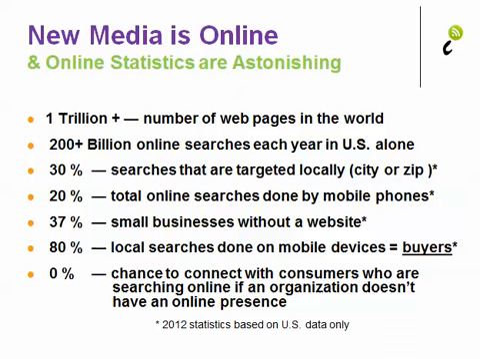200 plus billion online searches each year in the US alone. That's how many people are going in and typing a string of words into Google, Yahoo, or Bing. Of searches, 30% are targeted locally by people putting in a zip code or a city name, looking for local businesses. Isn't that interesting? 20% of online searches are done with mobile phones. That number is going up. In fact, I know that these were taken from 2012, so these numbers have likely increased pretty dramatically since then.